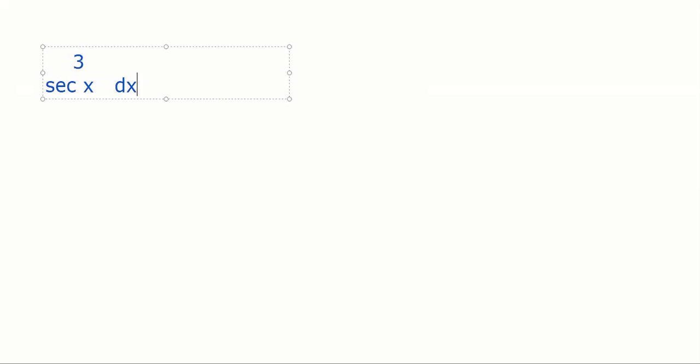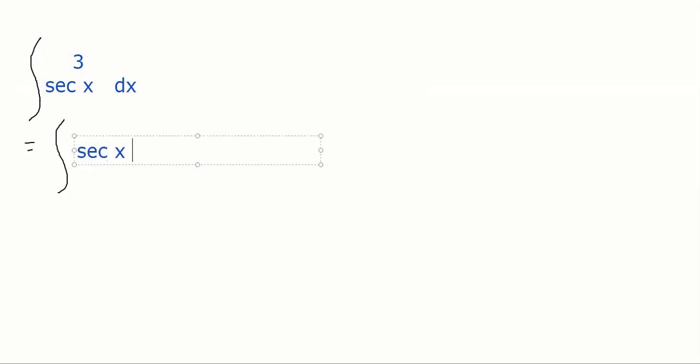Now it's a very interesting choice here. How do you integrate secant cube x? First you write... Now I am going to ask you something here. You write secant x into secant square x.